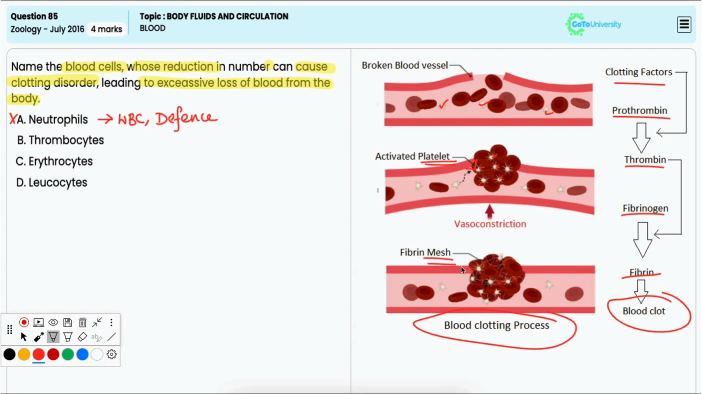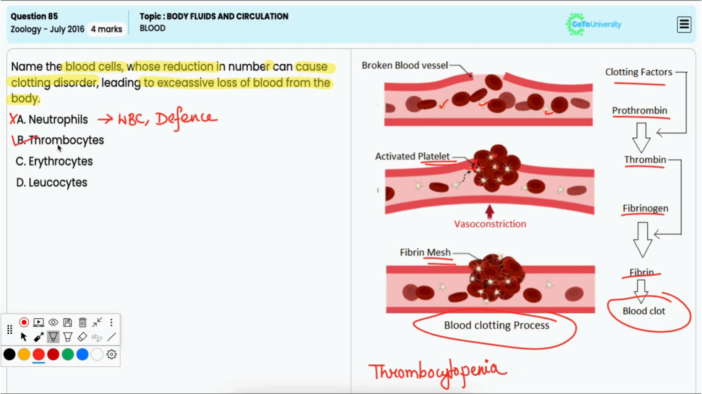And when there is reduction in platelet count, a condition called thrombocytopenia, that is the ability to form blood clots, is impaired, leading to excessive bleeding, even from minor injuries. Hence, it is the correct option.